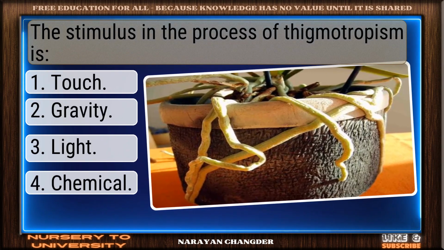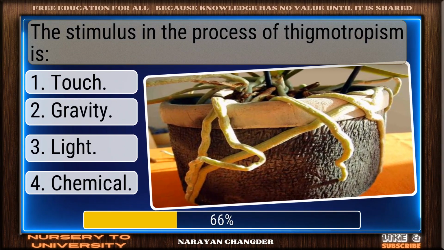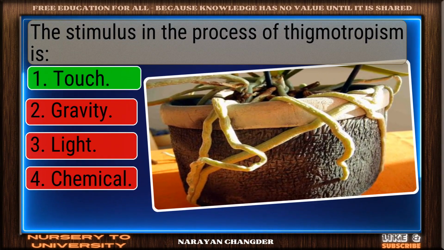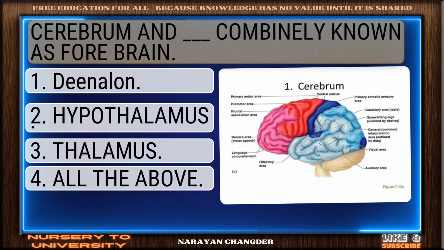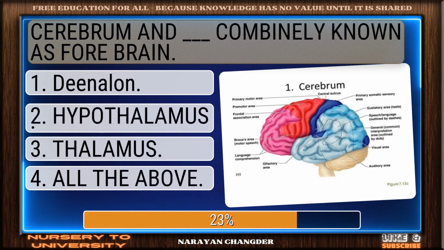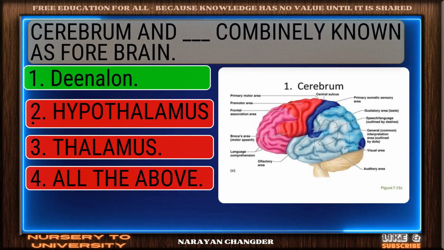The stimulus in the process of thigmotropism is. Clear logic. Touch is sound. Cerebrum and dash, combinedly known as forebrain. Correct. Diencephalon is spot on.